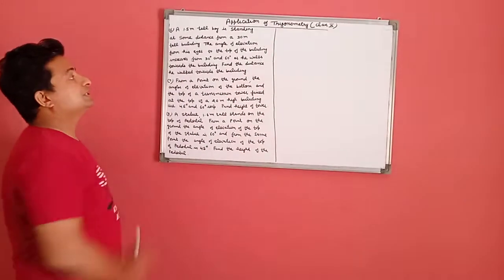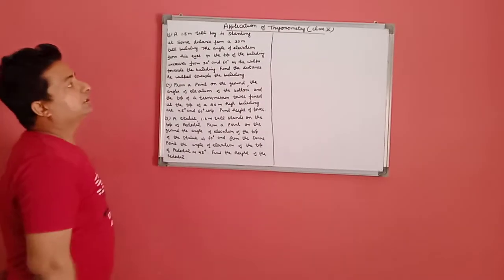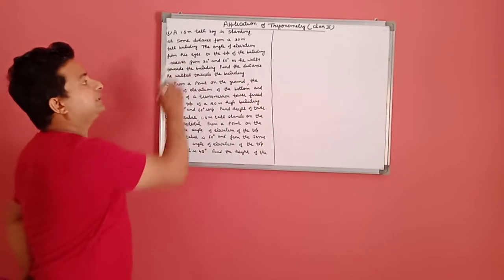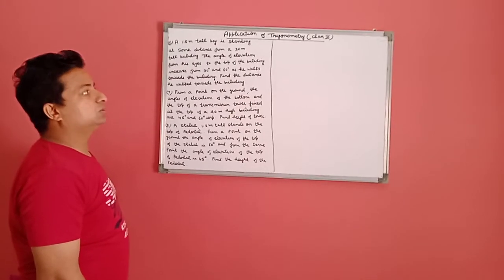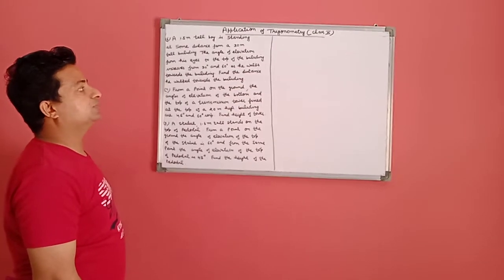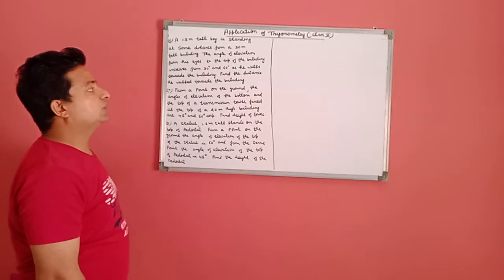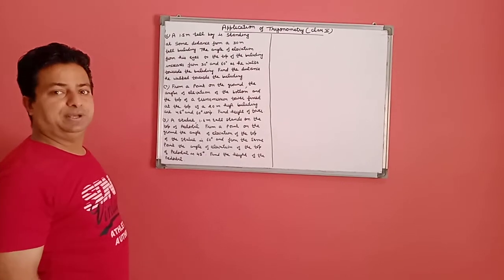In question number 6 the statement is: a 1.5 meter tall boy is standing at some distance from a 30-meter tall building. The angle of elevation from his eyes to the top of the building increases from 30 degrees to 60 degrees as he walks towards the building. Find the distance he walked towards the building.